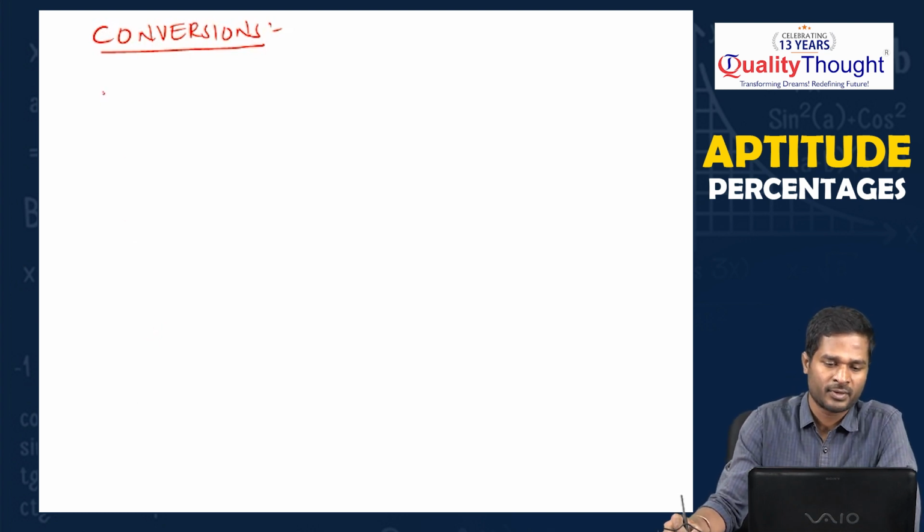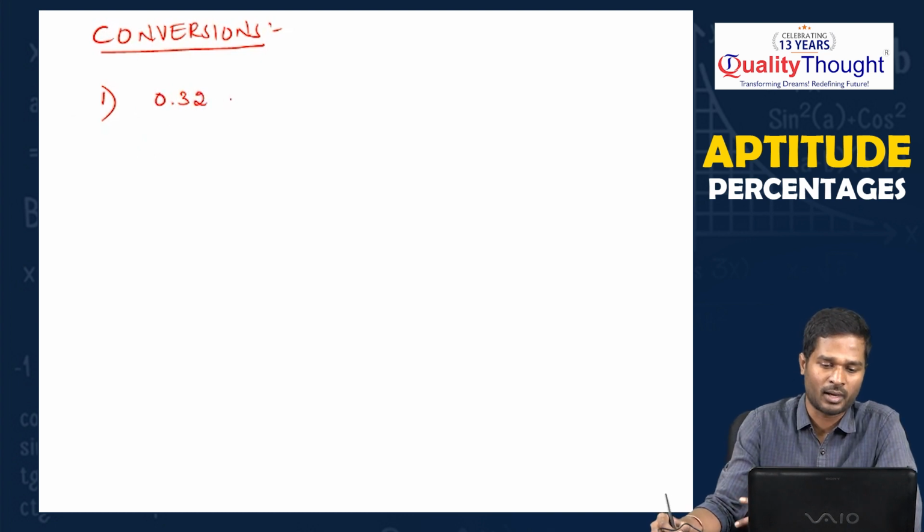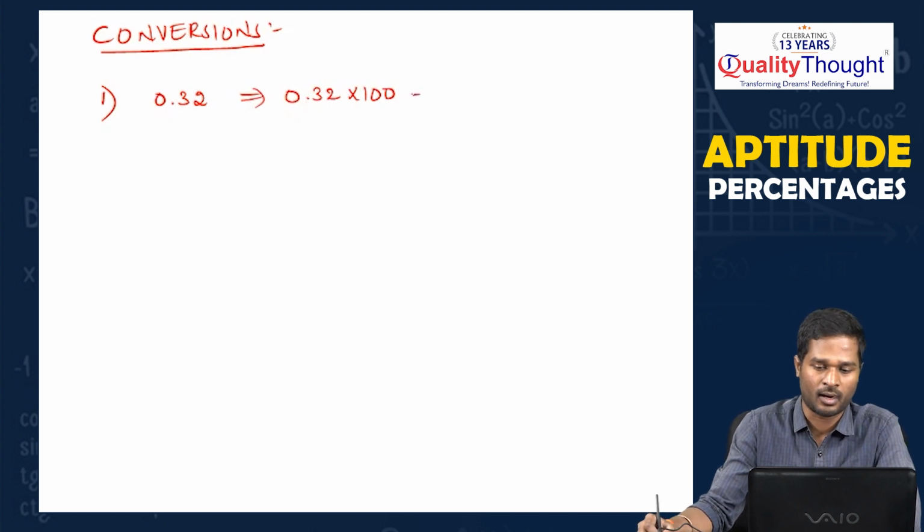For example, I have the value 0.32. This is my decimal value, and I want to convert this into percentage. I'll simply take this 0.32 and multiply it with 100. After the point there are 2 places, and here there are 2 zeros.